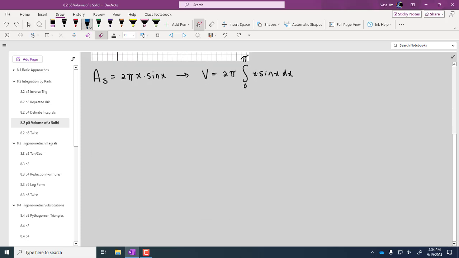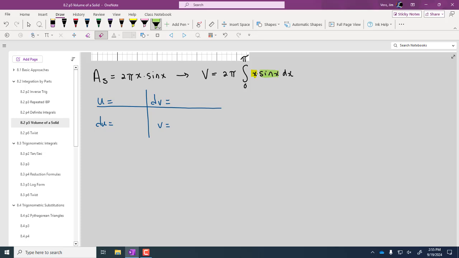So we will have a u, we will have a dv, from the u, we will get a du. From the dv, we will get a v. So when we look at this, you should be seeing two functions. The natural choice here is to put the x with the u, because the power will go down as you differentiate it.